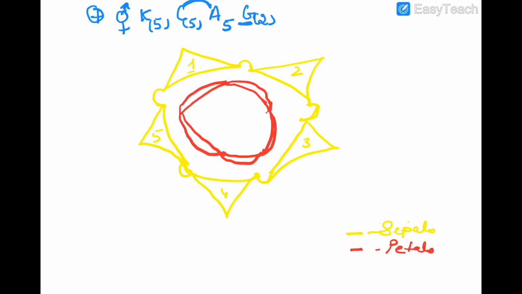Now we will draw the androecium, which is 5, but now we know it is epipetalous, so it is fused with the petals. So with the petals only we will show the androecium. So this is the first 1, 2, 3, 4 and 5. So this which I have drawn in blue is the androecium, stamens.